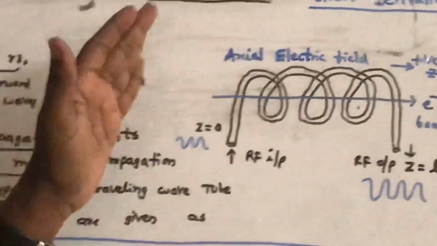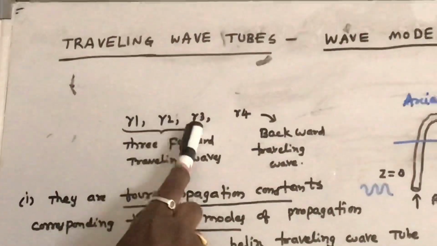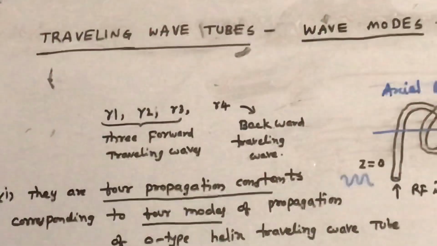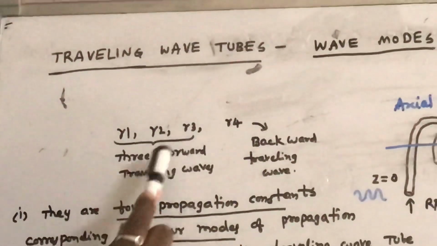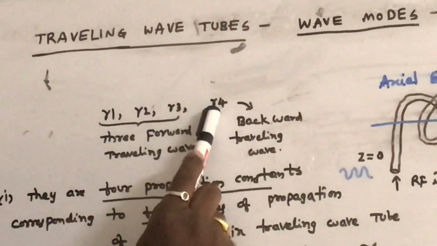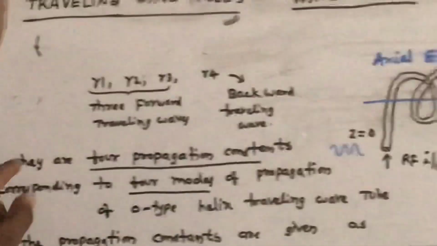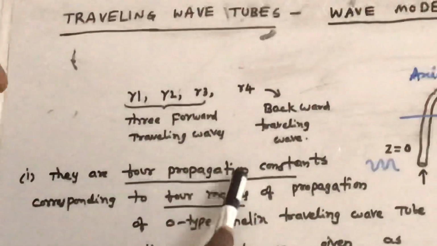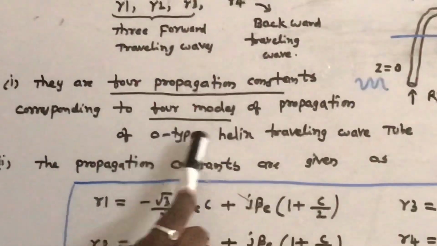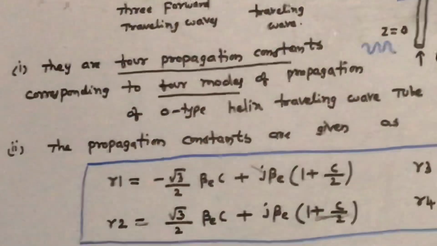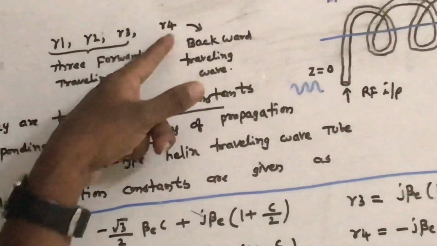Now, as we have seen, there are four propagation constants: gamma 1, gamma 2, gamma 3 and gamma 4. Gamma 1, gamma 2, gamma 3 correspond to the propagation constants of three forward traveling waves, whereas gamma 4 corresponds to the backward traveling wave. There are four propagation constants corresponding to four modes of propagation of O-type helix traveling wave tube. We have derived very important formulas for gamma 1, gamma 2, gamma 3 and gamma 4.